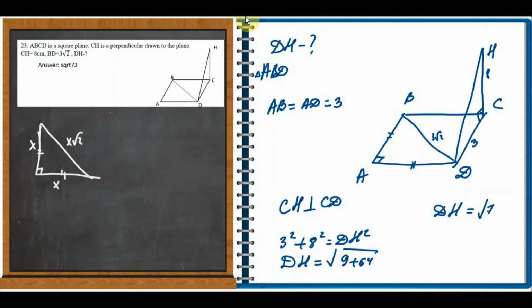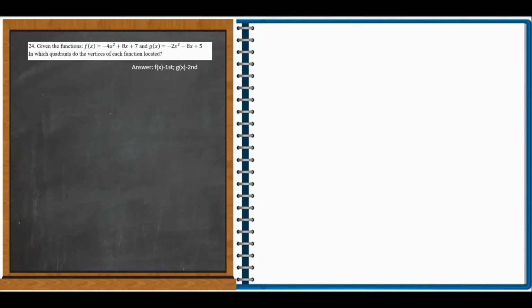So the correct answer is 73. Number 24. As you see in the question, the quadratic functions are given. They are f(x) and g(x). In which quadrants do the vertices of each function locate?